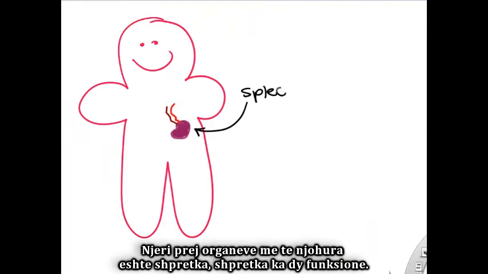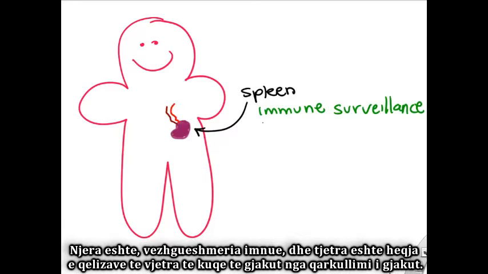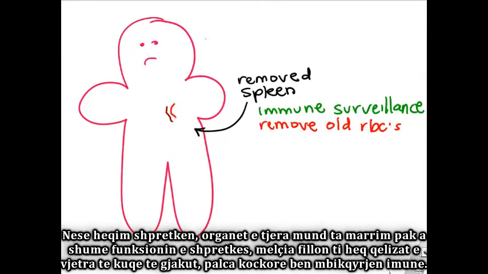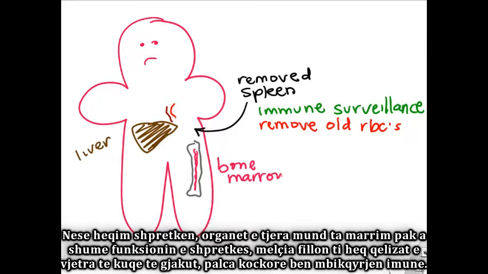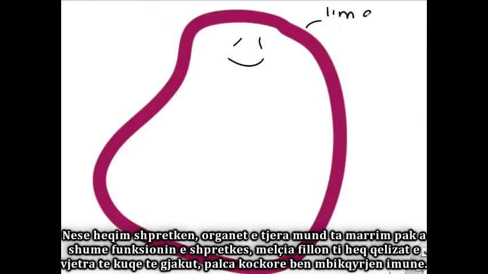One of the more famous organs of our immune system is the spleen. The spleen actually has two functions. One is immune surveillance, and the other is the removal of old red blood cells from our bloodstream. If you remove your spleen, other organs can pretty much take over whatever job the spleen does. So maybe your liver removes the old red blood cells, and your bone marrow picks up the immune surveillance.